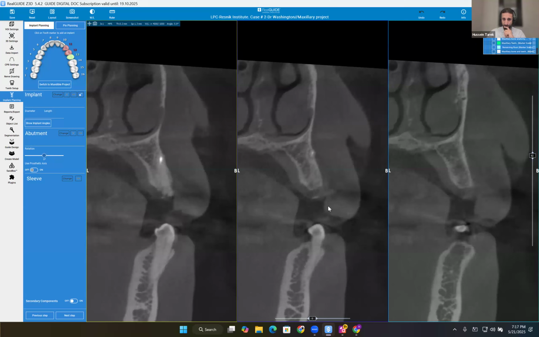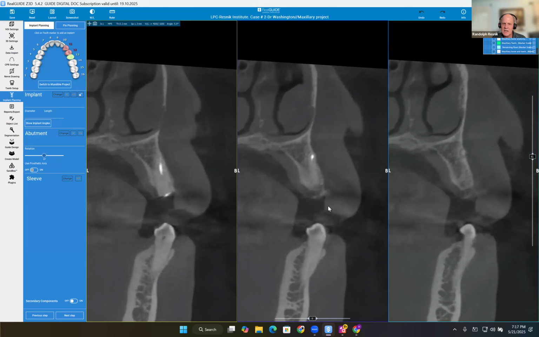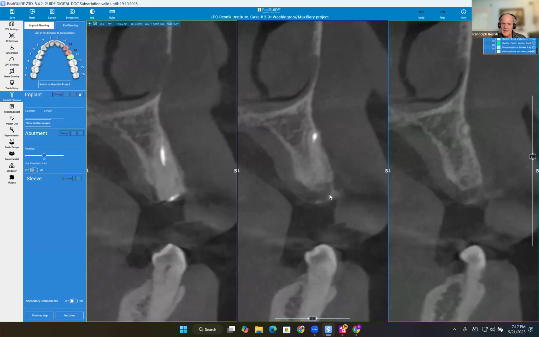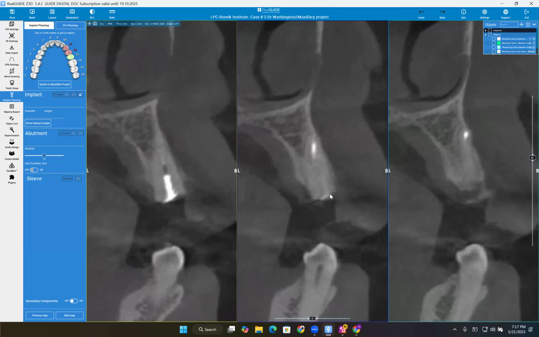Okay, here you go, Doc, Dr. Resnick. Were you thinking of doing this immediate? I'm not all the way sure. I was going to gauge it. Okay, can I help you out? Yes, please. Okay, so there it's already perforated.